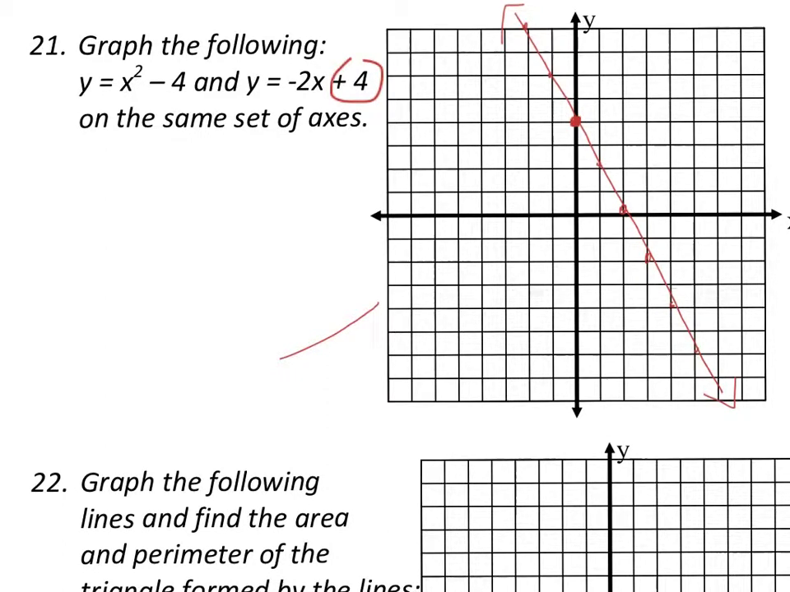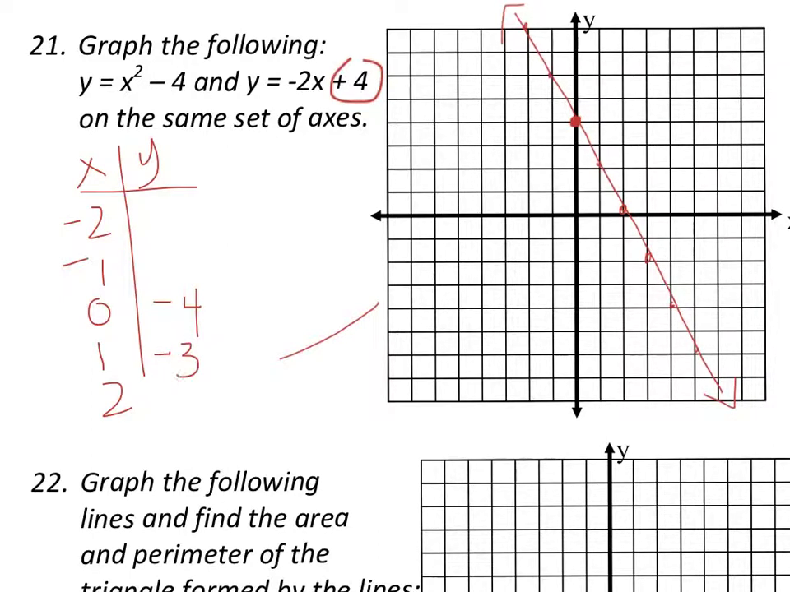And then I need to figure out my other one. For my other one, I can make a little table. X and Y, I'll go -2, -1, 0, 1, 2. I'm plugging in 0 first, I get -4. When I plug in 1, I get -3. And when I plug in 2, I get 0.